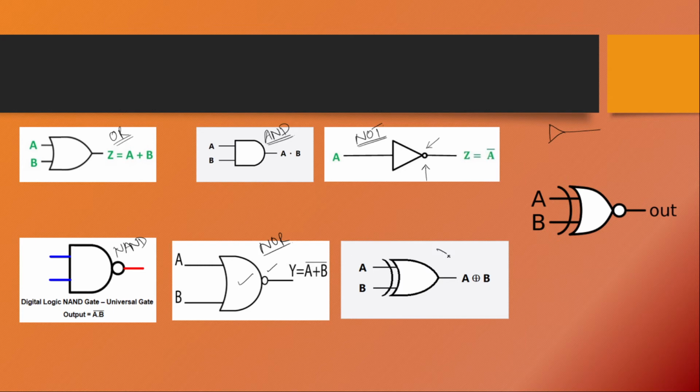Then we have an XOR gate. XOR gate is a similar kind of an OR gate, but we have a curved line before the OR gate. So this is XOR. And similarly, if we have a bubble after the XOR gate, that is your XNOR gate. So these are the gates which are used to represent these logical operations.